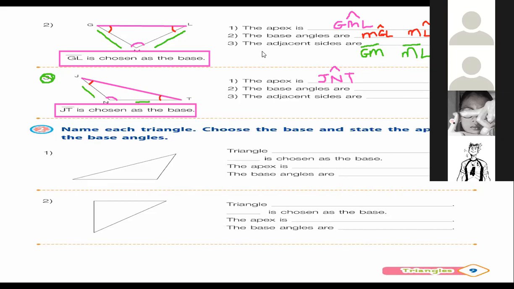Who else? Anyone else? Why am I writing the wrong thing? NTJ. Thank you. I couldn't see who that was, but thank you very much. NJT and NTJ. You can write down the answers in your books while we are doing it, so you also have a little bit of practice. Thank you guys. So far, so good.